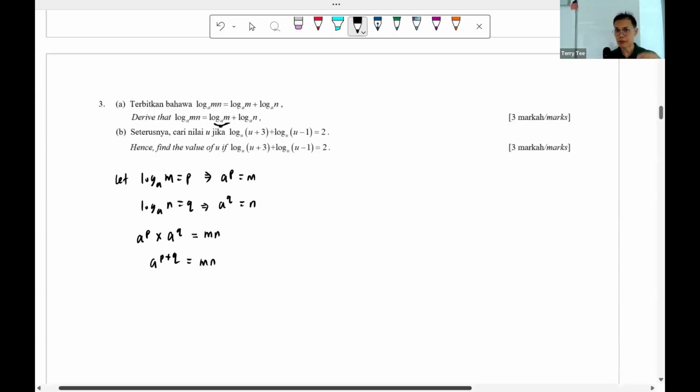Now I'm going to change to logarithm form. How do we change to logarithm form? We write log base a. What's the number? mn. What's your power? p plus q. So what's your p? Everybody, your p is this, log base a m. What's your q? Log base a n. So I'm going to sub inside. Therefore, this is log base a m plus log base a n.